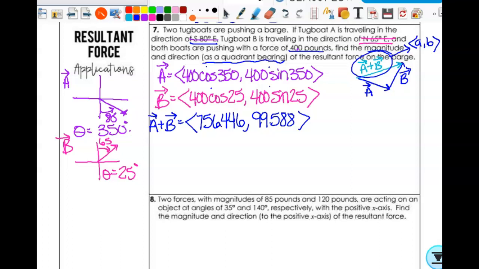If you don't store them and you just retype the decimals in, your answer is going to be wrong. Just going to throw that out there. Store the x components in A, store the y components added together in B.